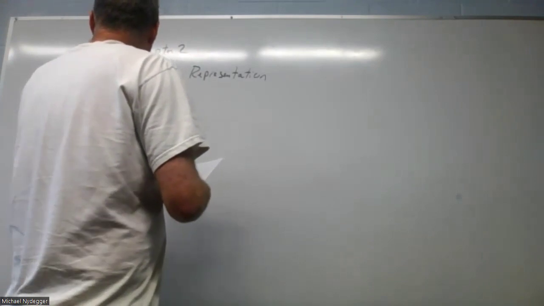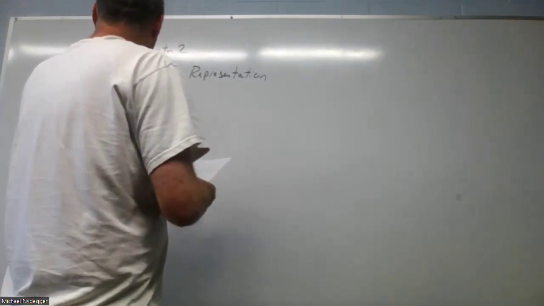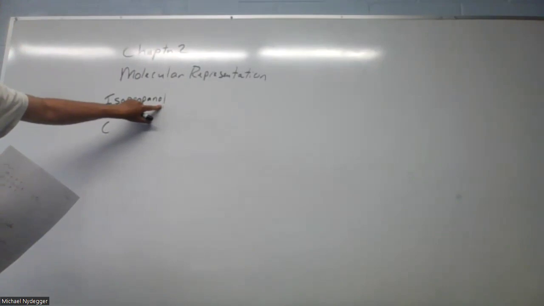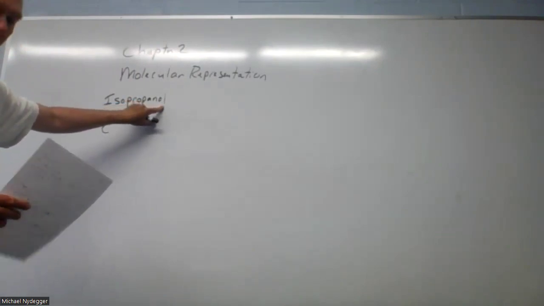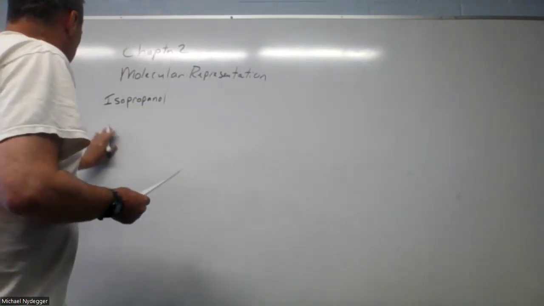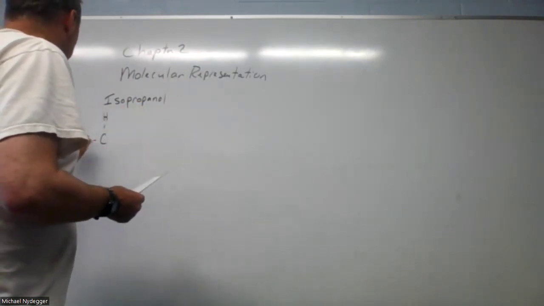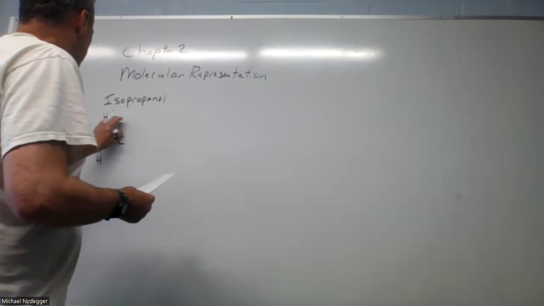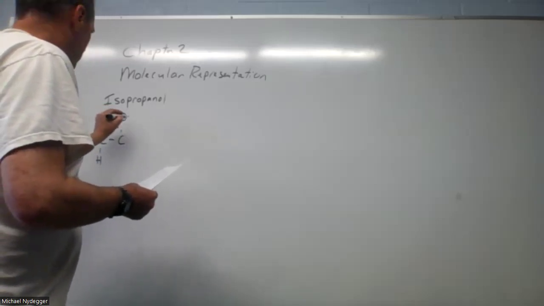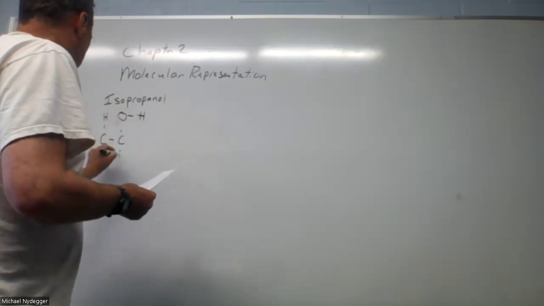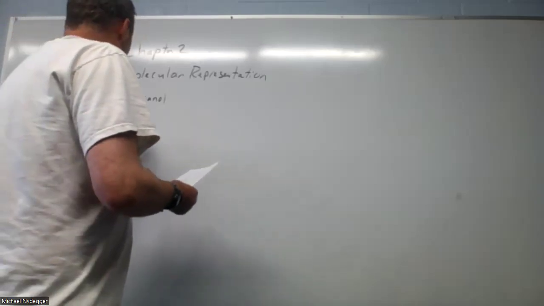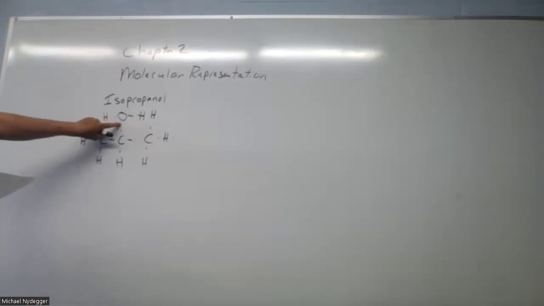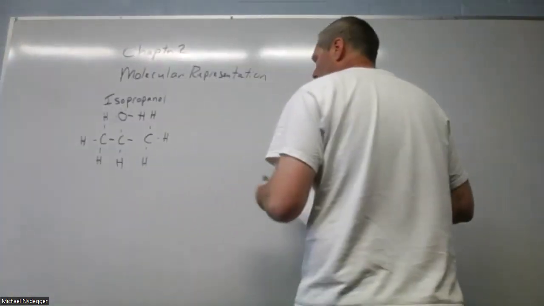We can look at this, called isopropyl alcohol or isopropanol. If you see the ending with the OL, that means it's an alcohol. So if we look at the Lewis dot structure for this, this would be isopropanol, or isopropyl alcohol. We could write it that way.